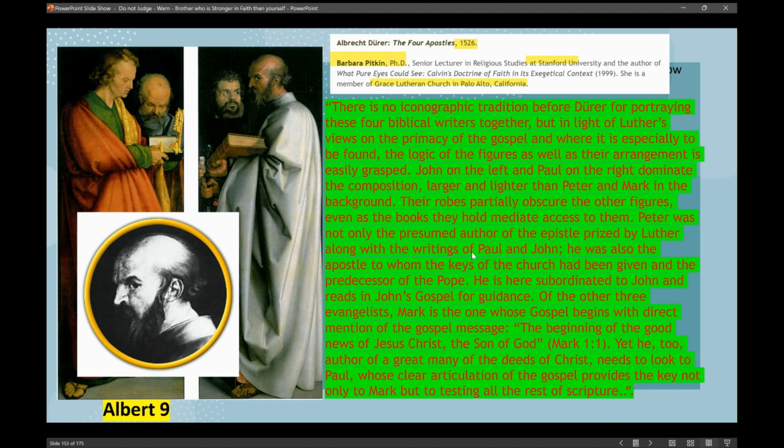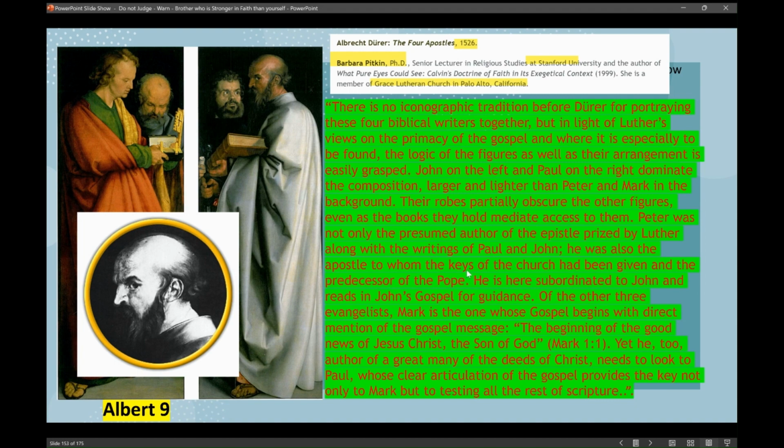So now let's ask ourselves, what's going on here? And when you listen to what Barbara Pitkin, this senior lecturer in religious studies at Stanford, says, she's going to tell you what's propagandistic about this, but she's all in favor of it, the way she depicts it. So let me read you what she says, and I'm going to say this is wrong. He should have been depicted exactly the way he is depicted by his contemporaries, as a short person. But that's not what's going on here. So listen to what she says.